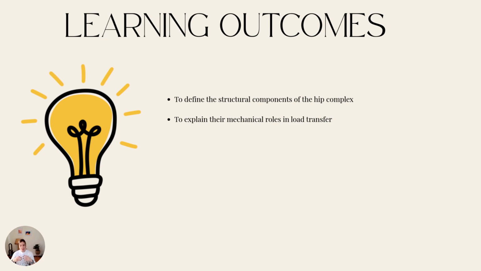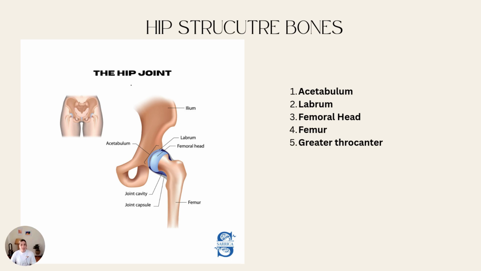Our learning outcomes for today are quite simple. We will define the structural components of the hip complex and we will explain their roles: what they do, why we need to know that, how we can make them better, or whether we need to worry about that in this lecture. So let's get started with the hip joint.